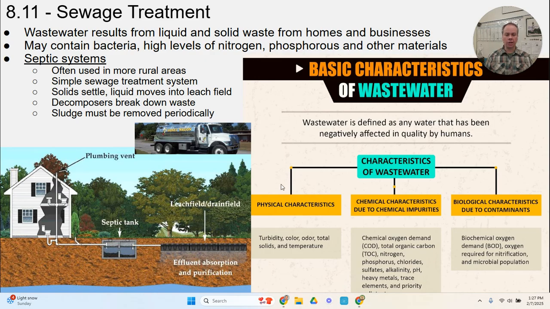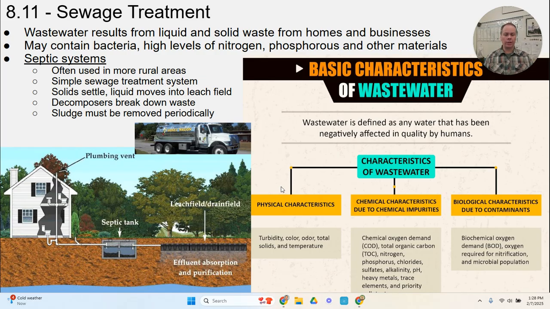There are physical characteristics of wastewater. It can be turbid, it can have off colors, odors, it can have dissolved solids or suspended solids. There are chemical contaminants that might be in that water related to pH or nitrogen or various other metals. There can also be biological contaminants, bacteria, oxygen demanding waste, etc. All of these things that could contaminate water can be removed through different methods of wastewater treatment.